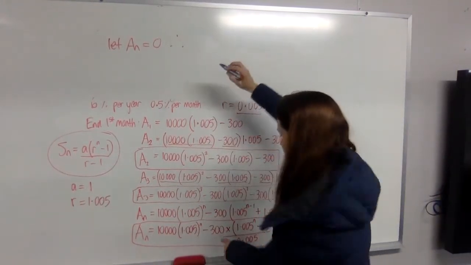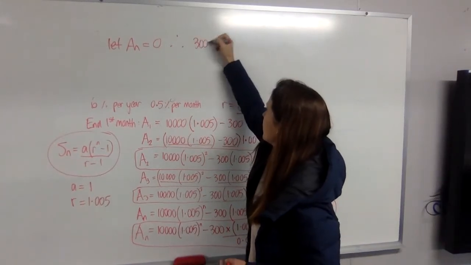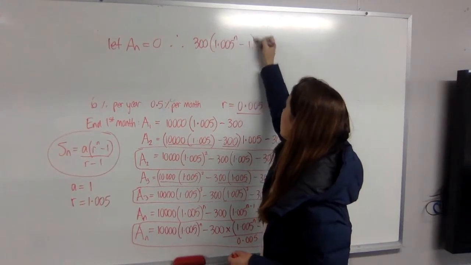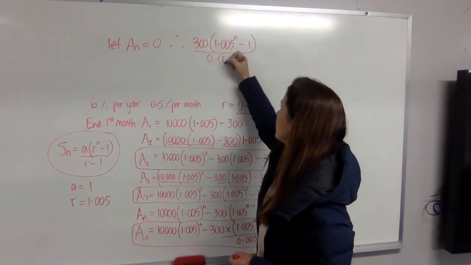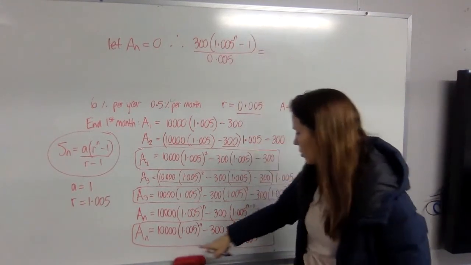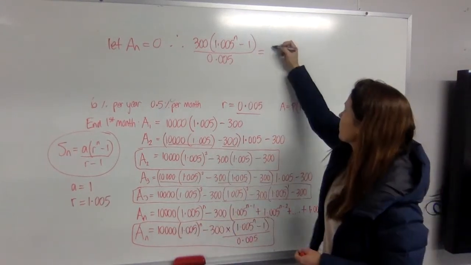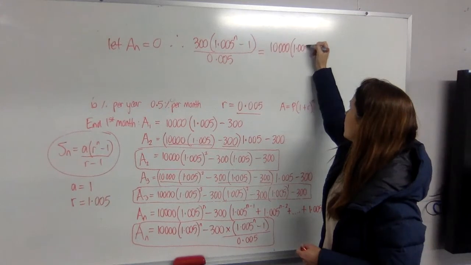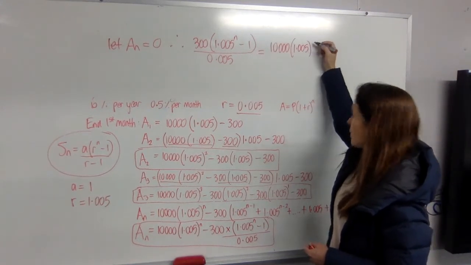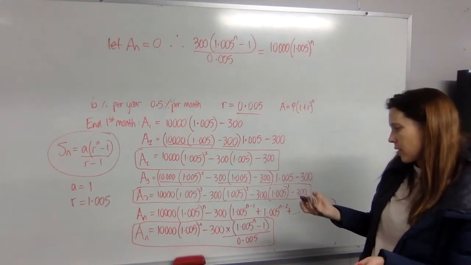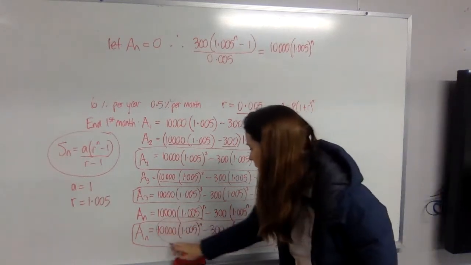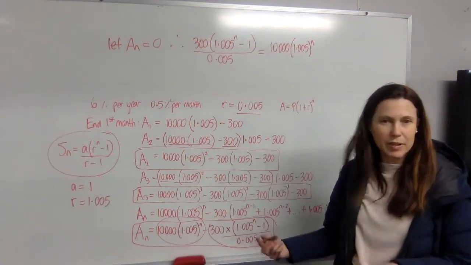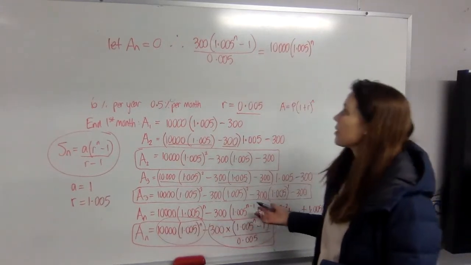Therefore, 300, and I need to write all of this out, is equal to, and then I'm going to put this part, and that's to the power of n. All right, so can you see what I did? I let this part equal this part, because if one bit take away the other bit is 0, they must be the same.